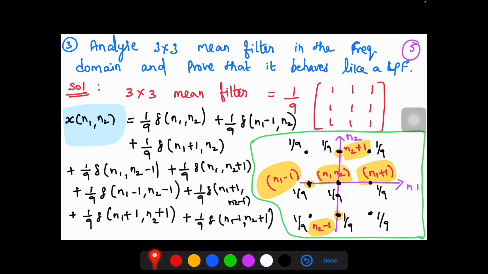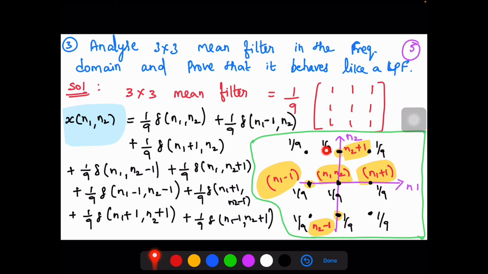Okay, so this point is your center point. So you have 1 by 9 delta of n1 comma n2. This is your first point what I have written here. The second point what I have written here is this point. So I have 1 by 9 delta of n1 minus 1, and n2 is the same n2 value, n2 remains the same here. And let's take this point as the third point, it's 1 by 9 delta of n1 plus 1 comma n2 again. Got it right? So for all these values your n2 remains the same.